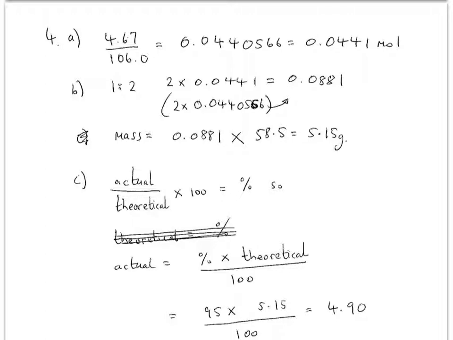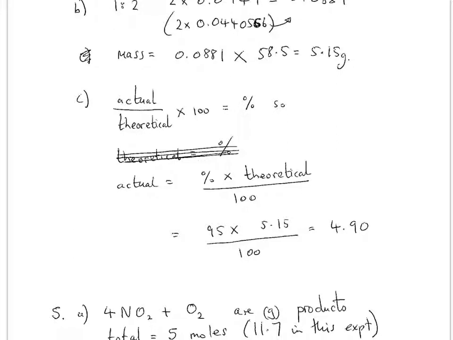We've then got to calculate the actual mass given the percentage yield of 95%, so this is slightly different to the questions you normally get. So we need to rearrange this percentage yield equation. Actual divided by theoretical times 100 equals percentage, as shown earlier. If we rearrange that, the actual mass is the percentage times the theoretical divided by 100. So 95 times 5.15, which is our theoretical mass, divided by 100 gives us 4.90 grams.